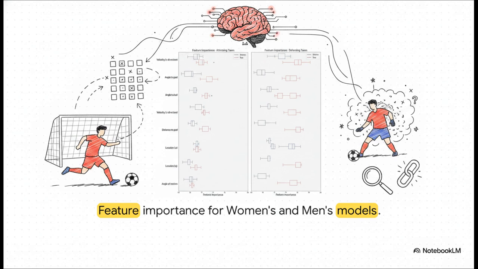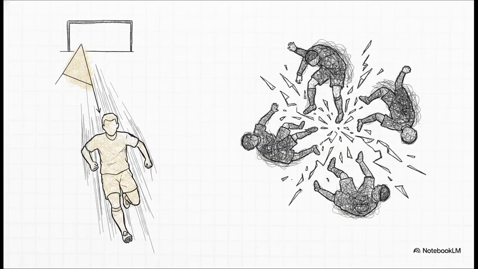Using a technique called permutation feature importance, which is basically a fancy way of saying they randomly shuffle specific data points to see what breaks the model, researchers can pinpoint exactly which player actions impact these algorithmic predictions the most. It turns out that a player's byline-to-byline speed, literally how fast they are sprinting straight up the pitch, and their direct angle to the goal are the absolute most crucial markers of success for both genders.